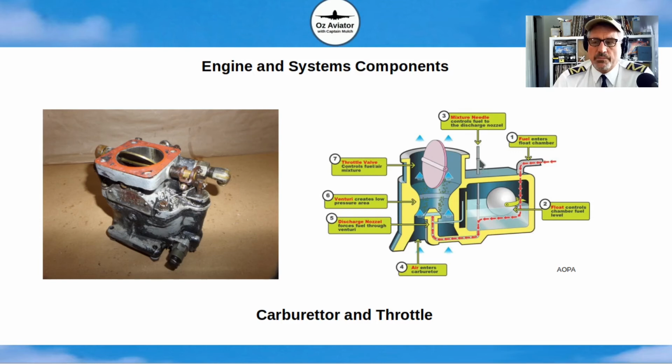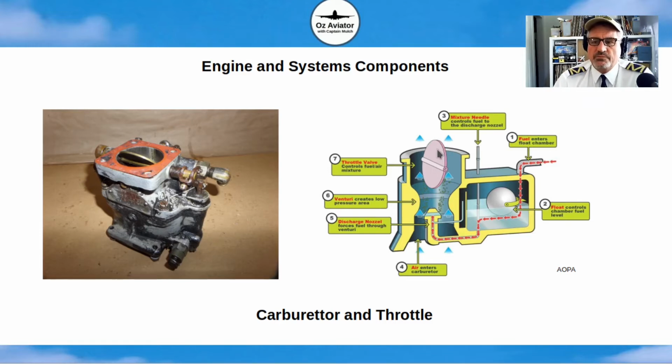There's a mixture needle. Mixture needle is connected to your mixture control, which is inside the aircraft, usually next to the throttle control. The mixture needle varies the amount of fuel that goes to the discharge nozzle of the carburetor. So your air enters the carburetor, and there's a constriction within the carburetor called the venturi, and it creates an area of low pressure. And that area, because of the low pressure there, the fuel is sucked through the discharge nozzle in a fine spray, which then allows the air and fuel to mix, creating an air-fuel mixture.